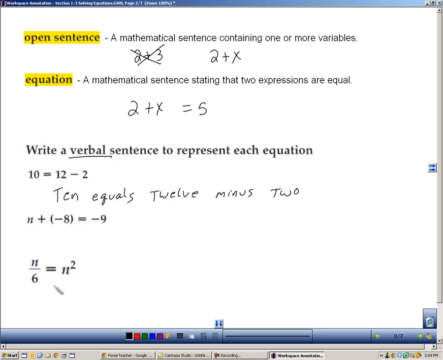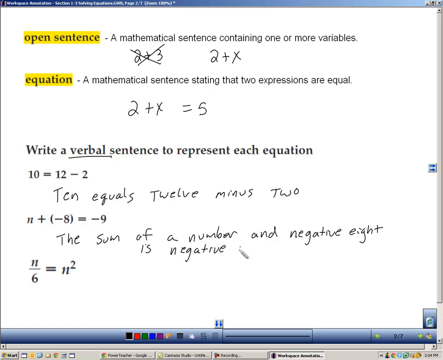The second one, we could say the sum, because we're using addition, the sum of a number, that would represent the letter m, the sum of a number and negative 8. And then we would say is means equal to negative 9. So that would be a sentence we could use there. We could also say n plus negative 8 is equal to, a couple ways to do that.